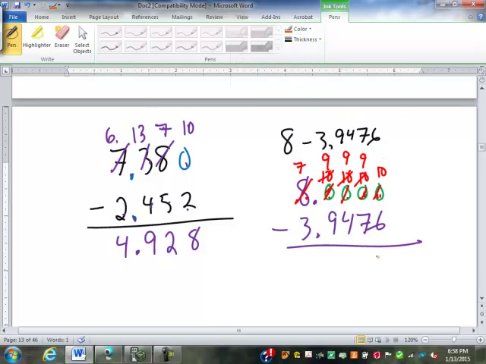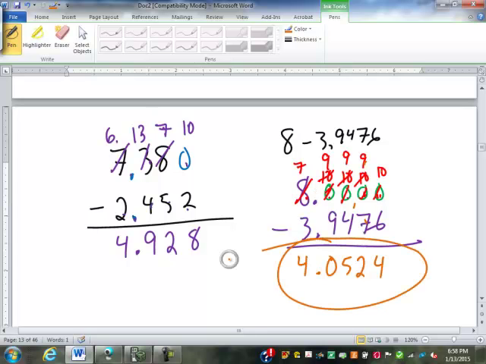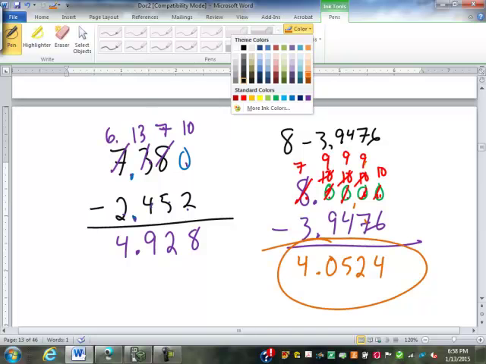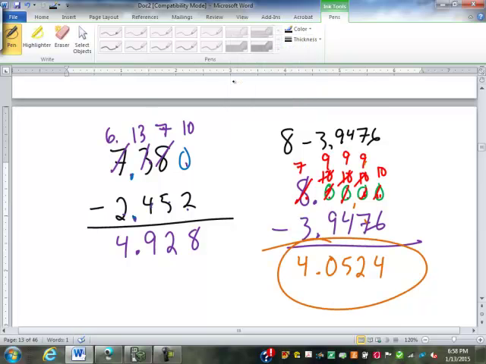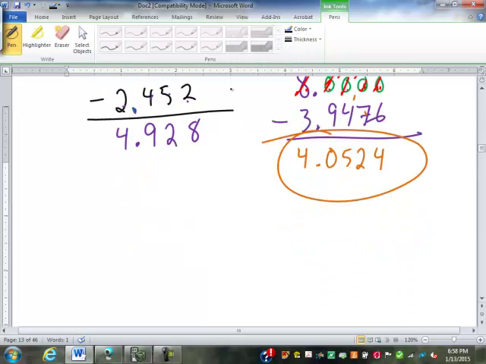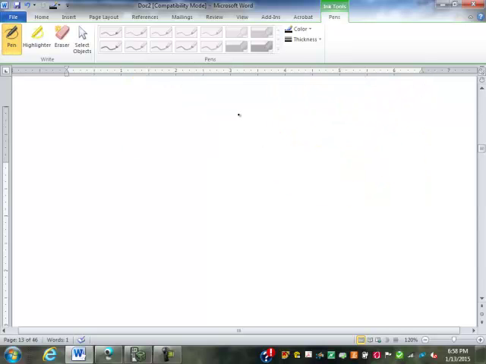10 minus 6 is 4. 9 minus 7 is 2. 9 minus 4 is 5. 9 minus 9 is 0. The decimal point comes down. 7 minus 3 is 4. Questions? Okay. Multiplying.